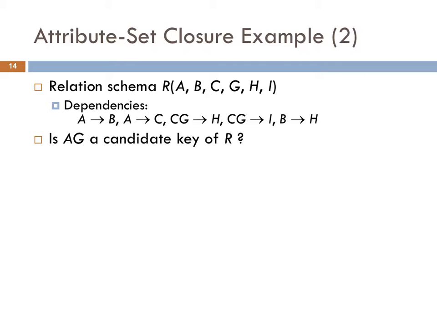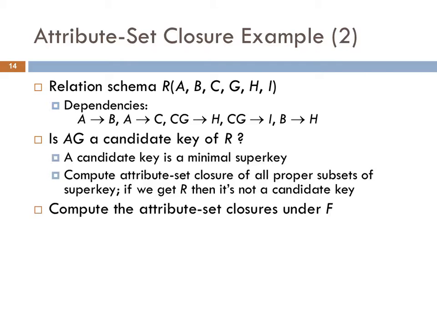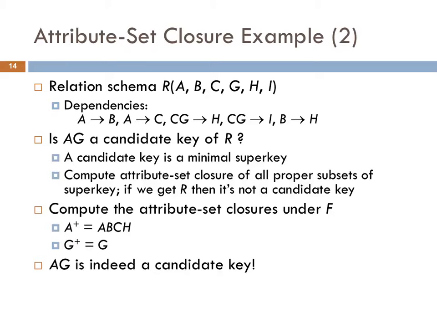The wrong answer is nothing. Everything functionally determines itself. It's irritating, but it's a trivial dependency. So in this case, G functionally determines G. That's definitely not R. So is AG a candidate key? Yes, we can give that our stamp of approval. Right? So attribute set closures, so there you go. So AG is a candidate key.